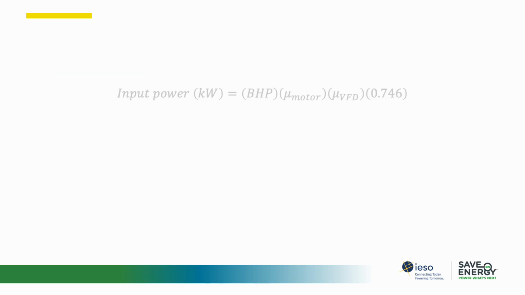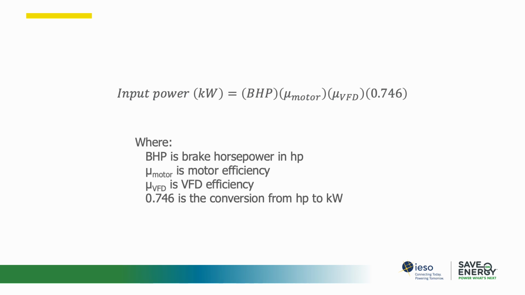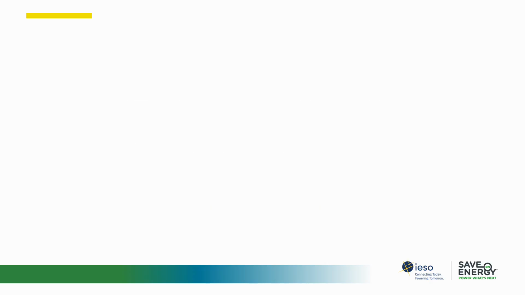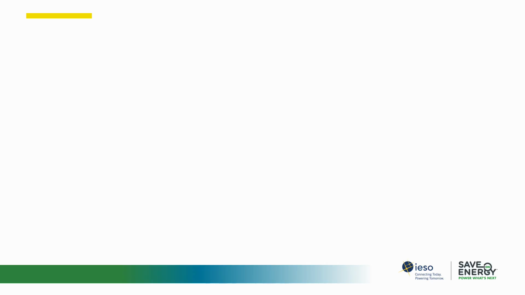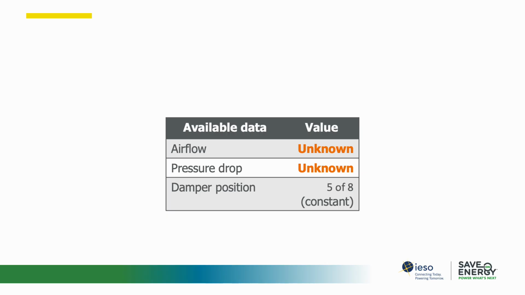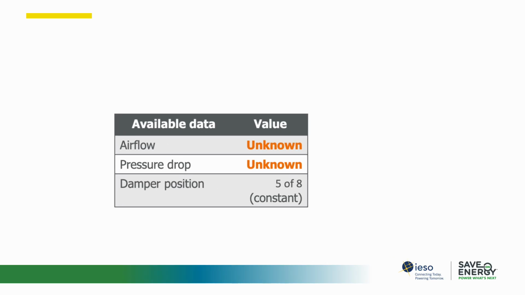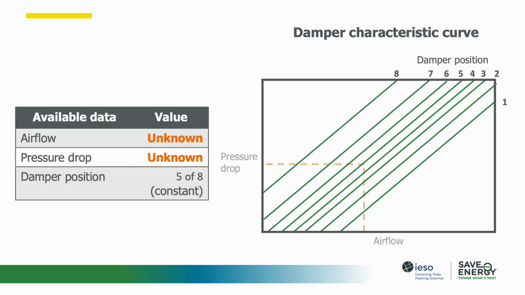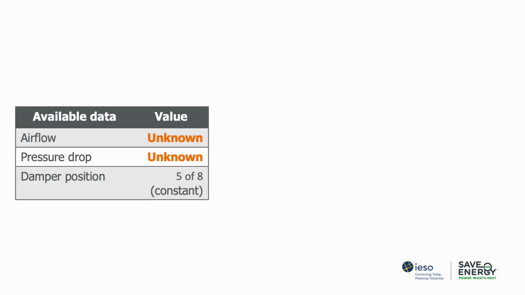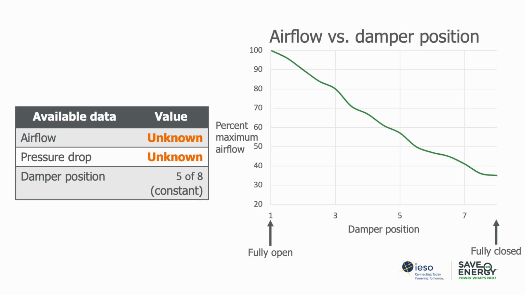In either calculation, the brake power must be multiplied by the motor and VFD efficiency to obtain the input power. Unfortunately, in this case, we're unable to take baseline flow measurements because there's no access to a suitable measurement location. However, we have damper positions that we can use to estimate the friction losses in the system. If we had the damper characteristic curves, we could interpolate the pressure drop directly from the damper position. Without these, our best option is to estimate the flow reduction introduced by the damper and use the affinity laws to calculate the post-project power.